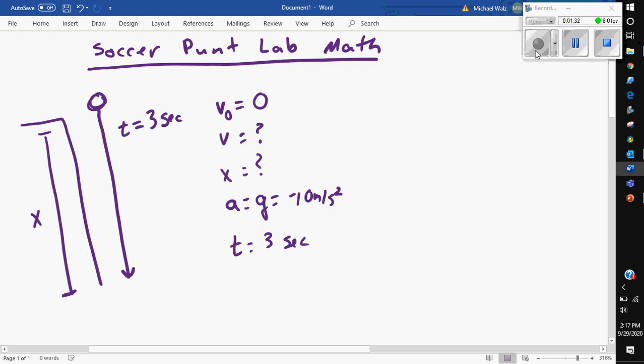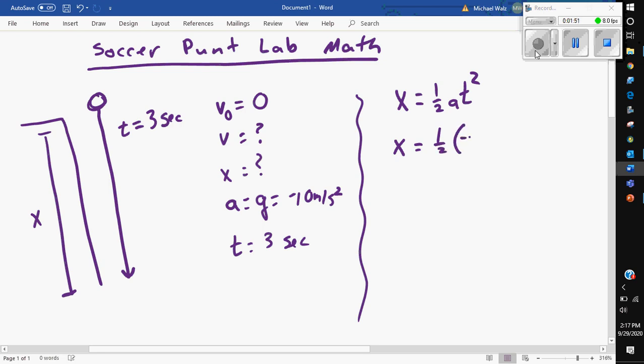Okay? So if I look at my formulas, I can use this simplified version of one of them to figure out my displacement. Okay? So x is displacement, and 1/2 my acceleration is little g, so it's -10. My time is 3, square that. So x is going to be equal to -5 times 9. So x then is equal to 45 meters.